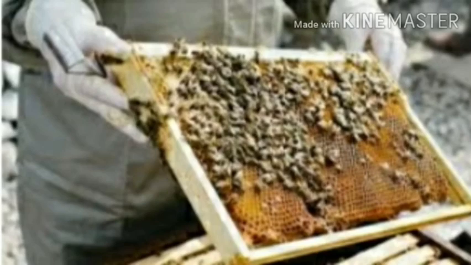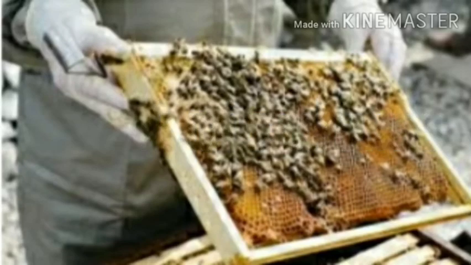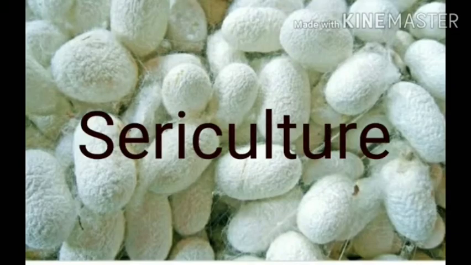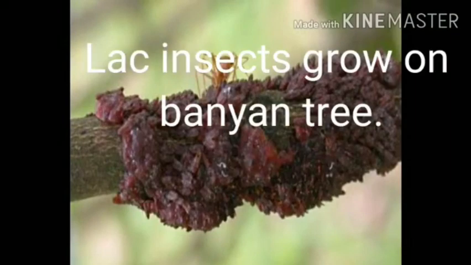Let us know about how we get honey and silk. Rearing or breeding of honeybees for collection of honey is called apiculture, while rearing of silkworms for getting silk is called sericulture. Lac insects are also very useful for us.